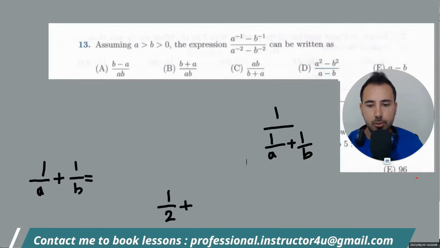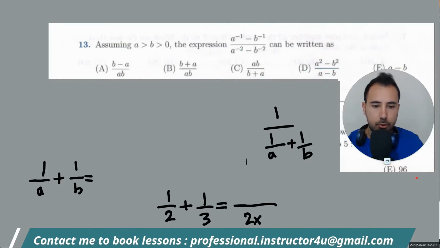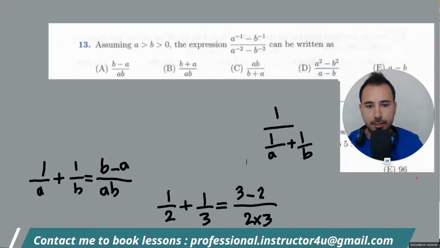So if I ask you what is 1 over 2 over 1 over 3, then what do you do? You just go 2 times 3, so you multiply these two. So here will be AB. Now here, what do you do? You'll go like 3 minus 2, so it will be B minus A. So instead of this, I'm going to write this. So it will be 1 over B minus A over AB.